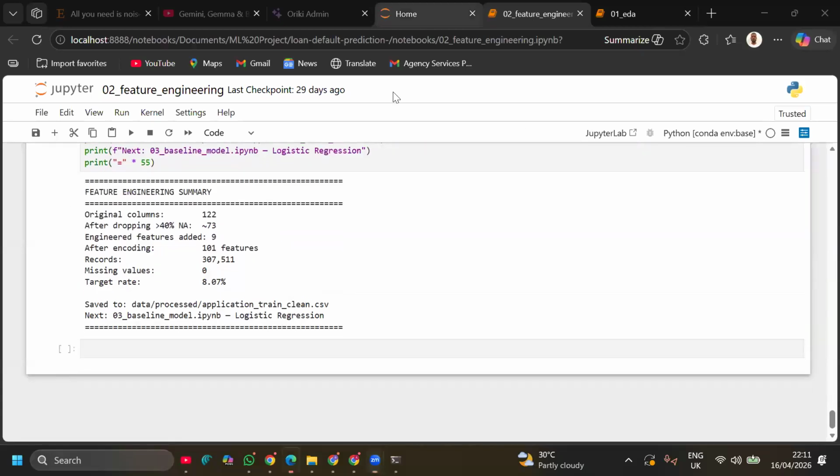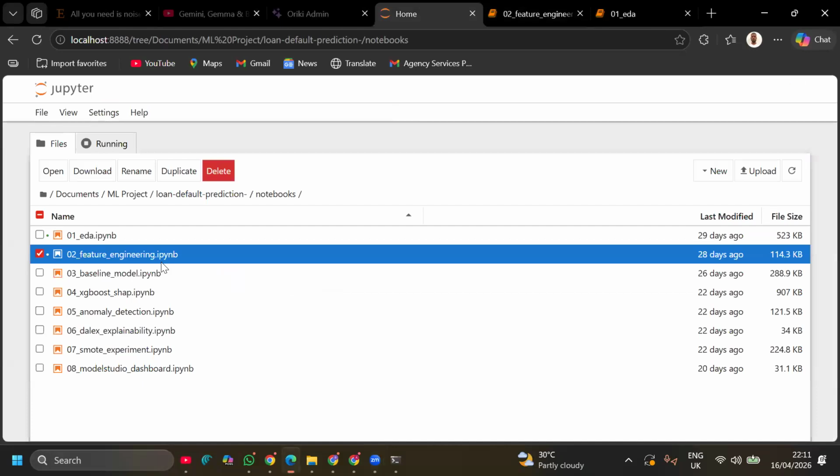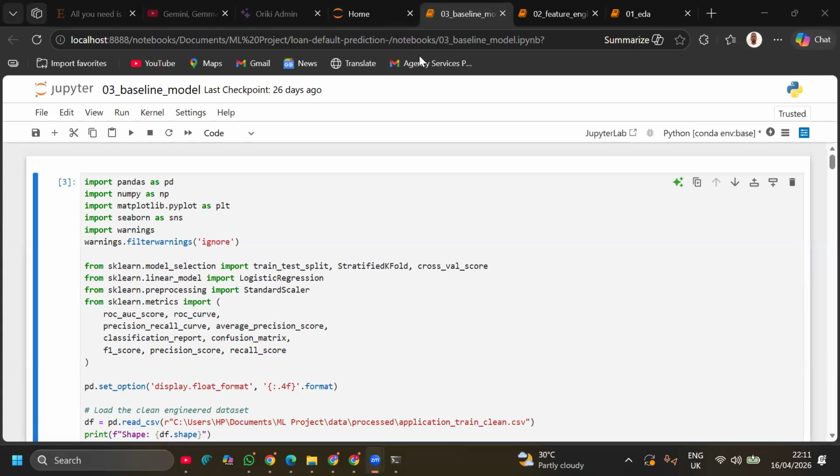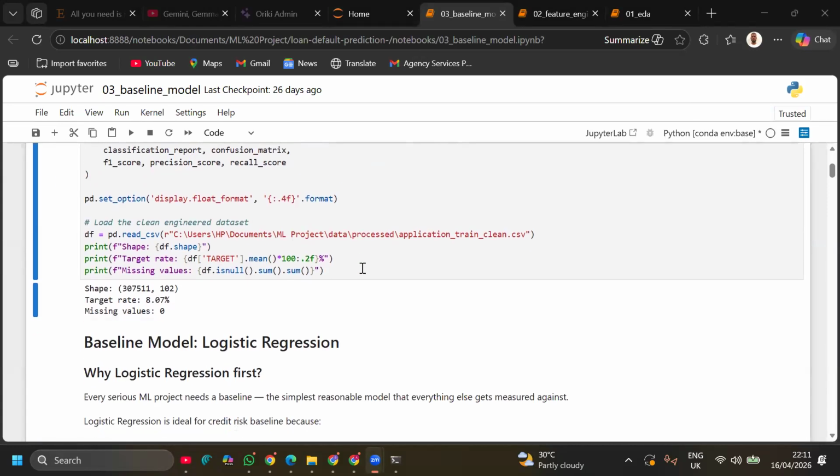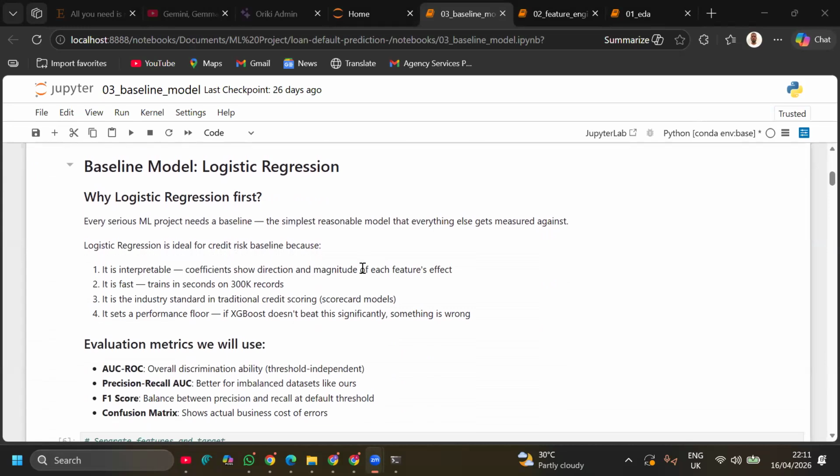Now, let me move to the next notebook. And the next notebook is the baseline model. The baseline model is the default model that is being used by most fintech and most microfinance, which is the logistic regression. And looking at the logistic regression, the reason why most banks actually use this is because it's easy to interpret. It is fast, and it's more like the industry standard, the traditional credit scoring model that is being used by the majority of banks.